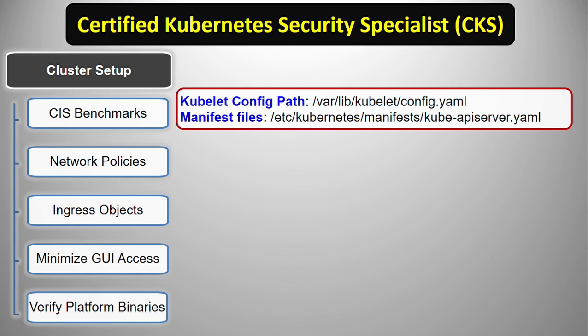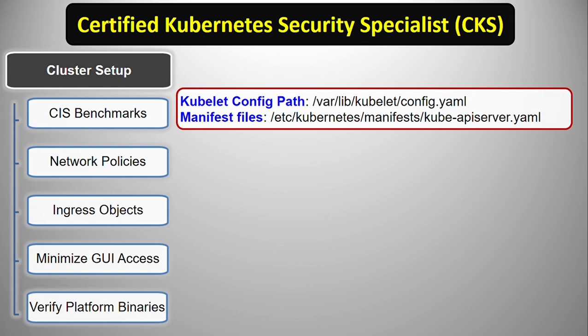In the exam, you will be asked to secure kubelet by stopping anonymous authentication and authorization. Similarly, you may be asked to enable some features in the Kube API server or Kube controller. You need to know the location of the configuration file as flashed on the screen.